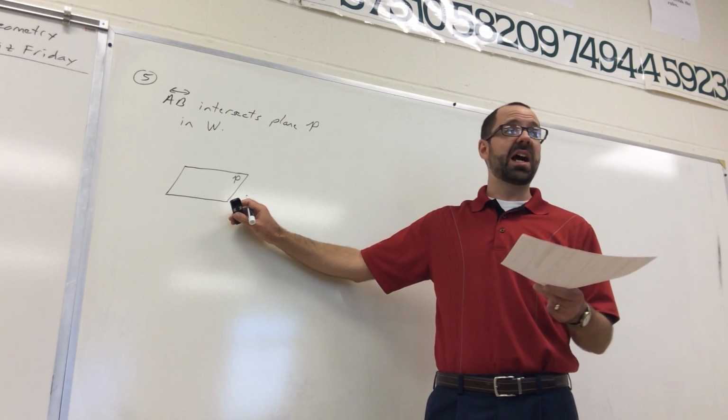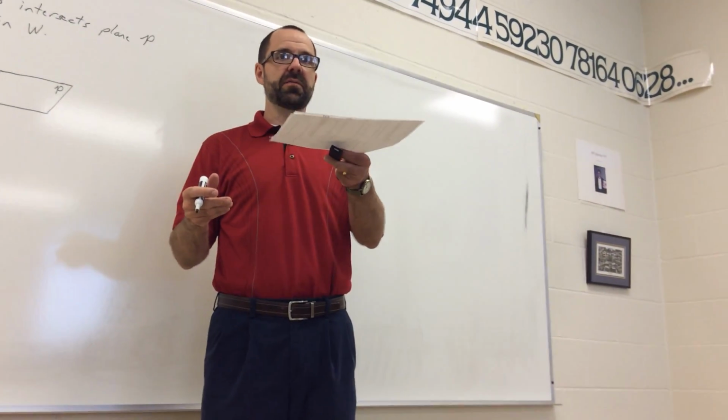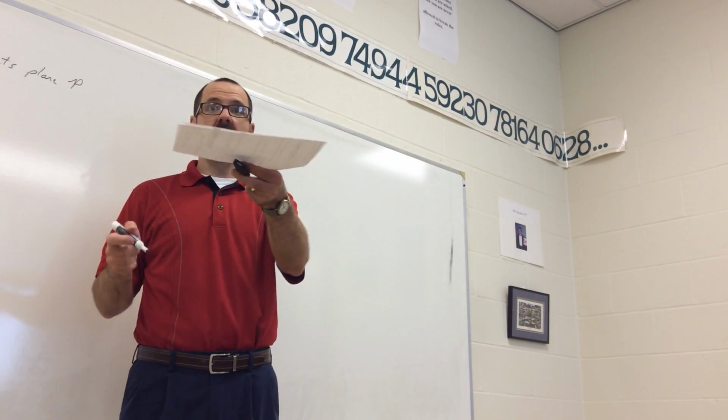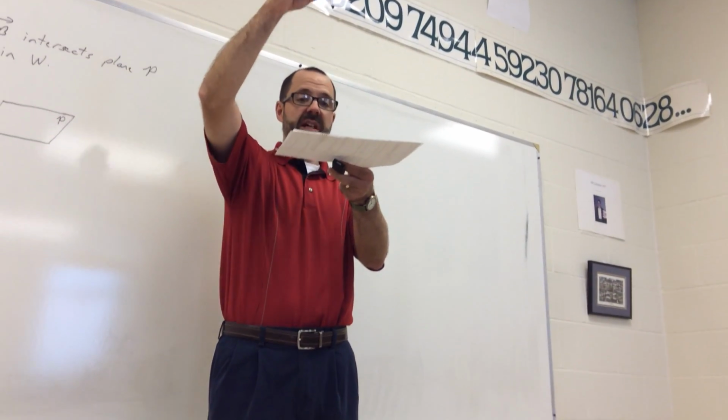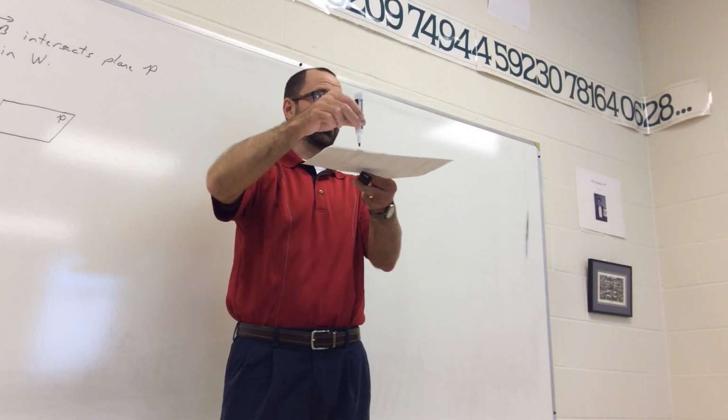Okay, now I'm supposed to have a line that intersects it. So I'm going to show you what that looks like in 3D first. So here's my plane, here's my flat surface. And then I'm going to have a line coming down through it like this. And I'm going to try to draw that.